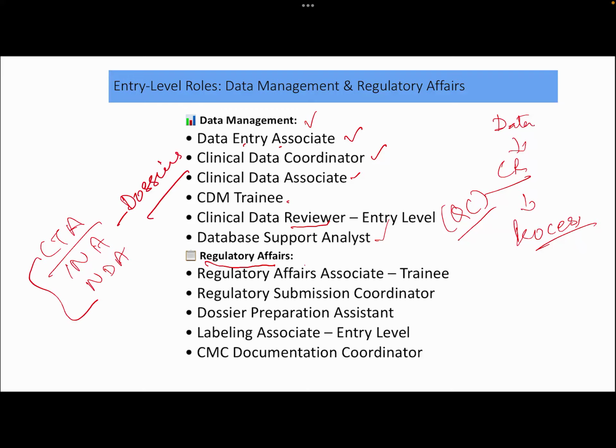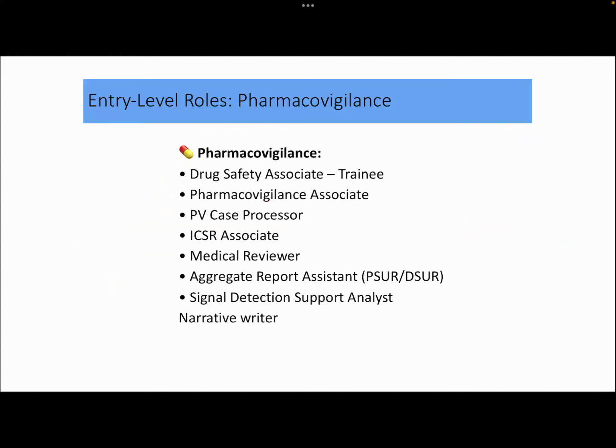Regulatory affairs. Suppose DCGI sent a query. Who answered those queries? Who is updating the documents on a regulatory basis? It is your regulatory affairs. Regulatory affairs associate, regulatory submission coordinator, dossier preparation assistant, labeling associate, CMC document coordinator. These are the roles that are available at the beginning.